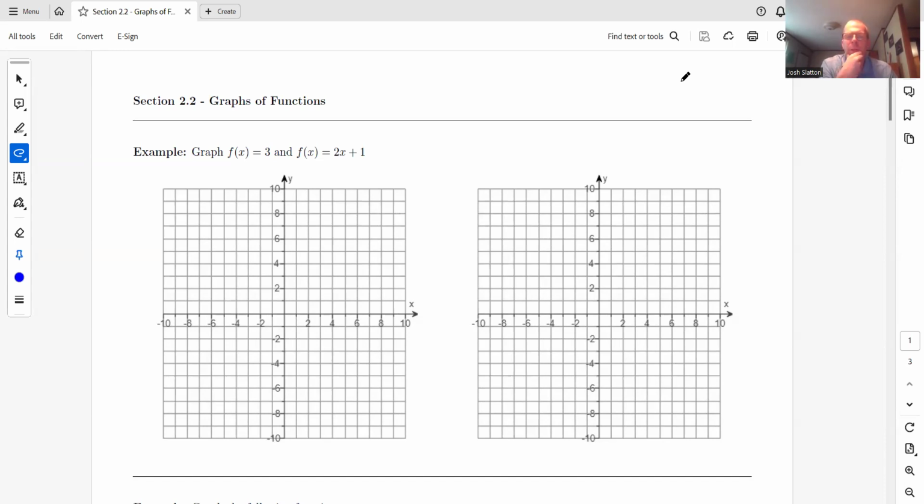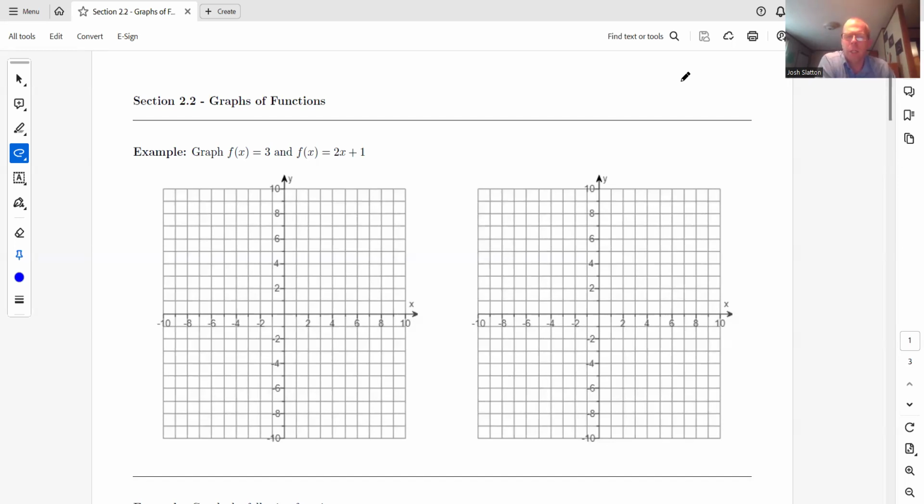But this is one skill that you want to make sure that you are very comfortable with, especially when you get into calculus. A lot of calculus is looking at graphs and analyzing graphs. So this is a very good foundational section that we're going to talk about here.